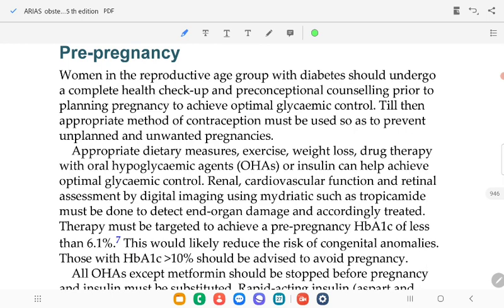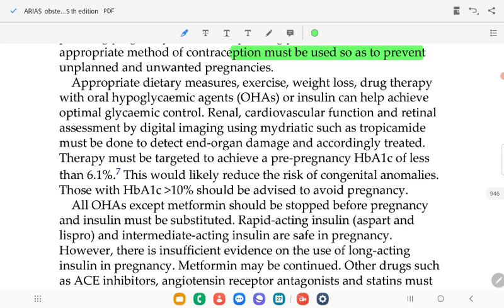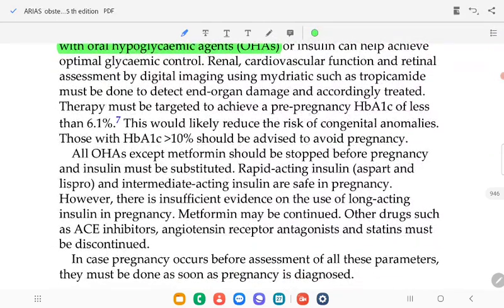Contraception must be used to prevent unplanned or unwanted pregnancy. Appropriate dietary measures, exercise, weight loss, and drug therapy, oral hypoglycemic agents and insulin can help achieve optimal glycemic control. Renal and cardiovascular functions, retinal assessment, and digital imaging using mydriatics such as tropicamide must be done to detect end organ damage.